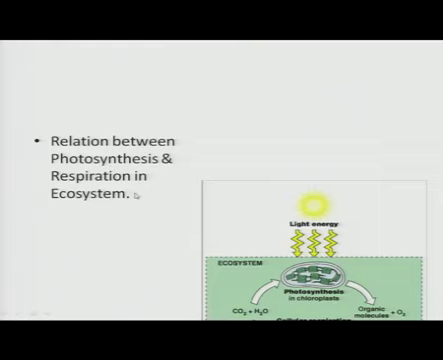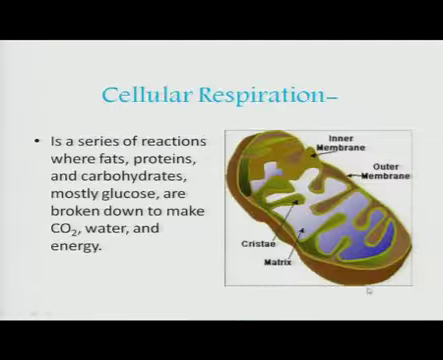There is a great relationship between photosynthesis and respiration in our ecosystem. In photosynthesis, the chloroplast receives sunlight and gives carbohydrate, and this carbohydrate or organic molecule is broken down to form carbon dioxide, water and ATP. Cellular respiration is a series of reactions where products like fat, protein and carbohydrate, besides mainly glucose, are broken down to make carbon dioxide, water and energy.